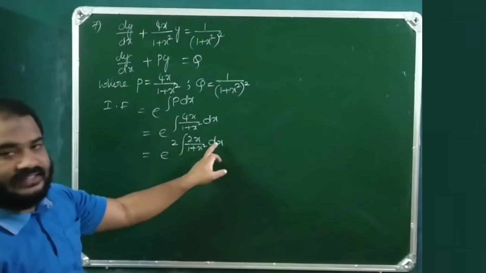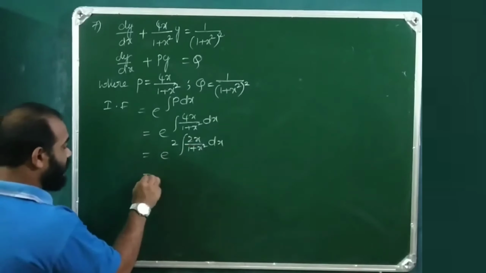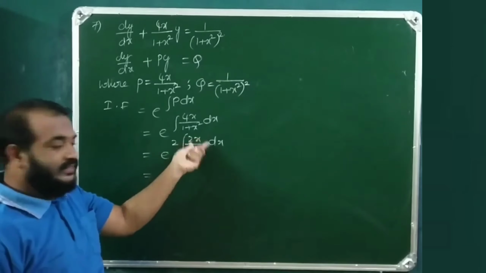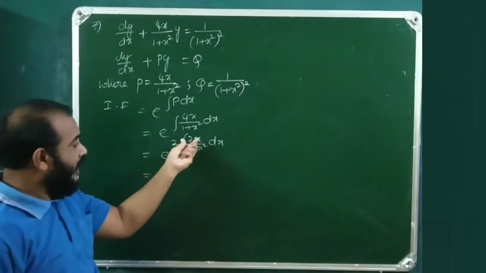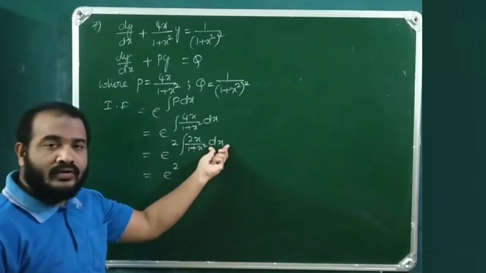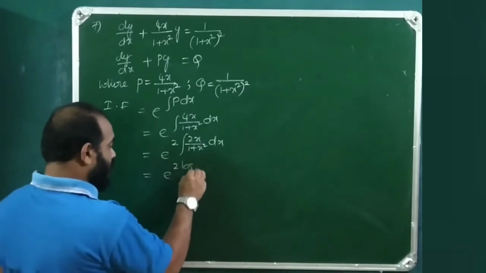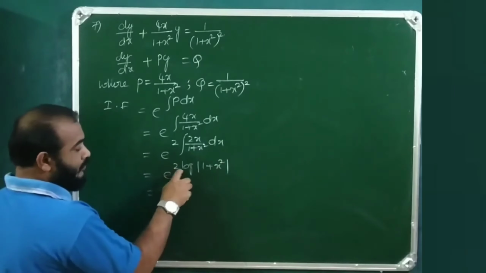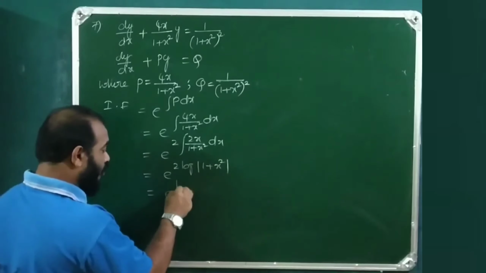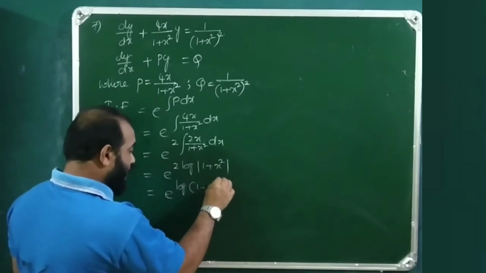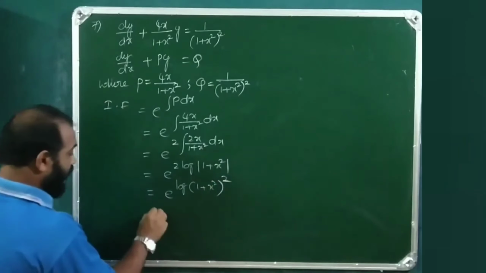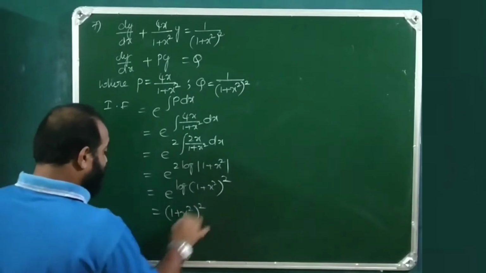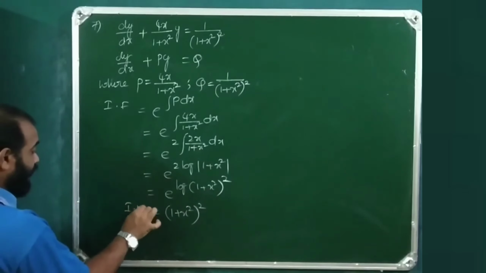4x is 2 into 2x, which I have written as 2x into (1 plus x square) dx. Here the power of e is 2 times the integral of 2x by (1 plus x square). The derivative of 1 plus x square is 2x, so this is of the form integral f dash x by f of x dx, which is log mod f of x. So log of 1 plus x square. Since e power m log a is log a to the power of m, we get e power 2 log (1 plus x square), which is (1 plus x square) whole square. This is our integral factor.